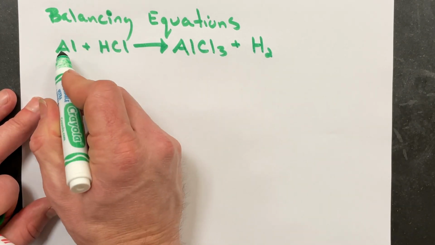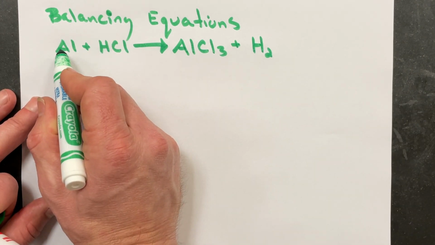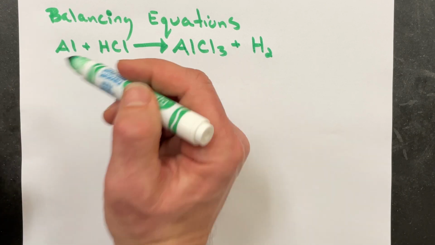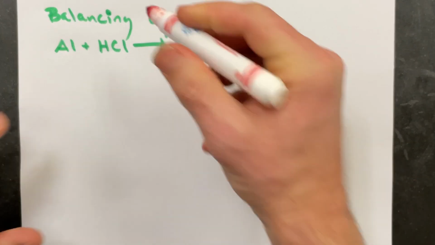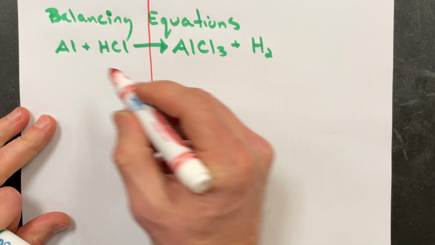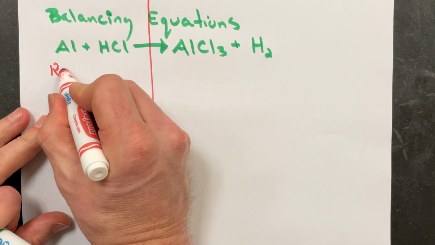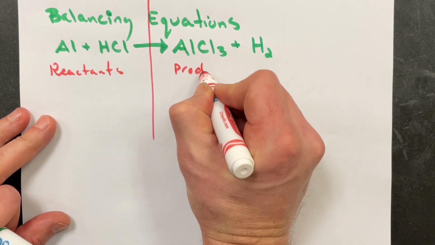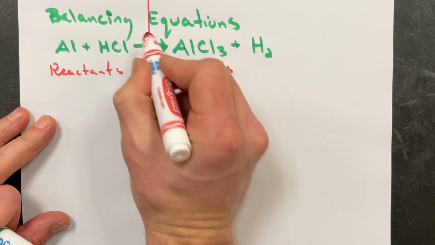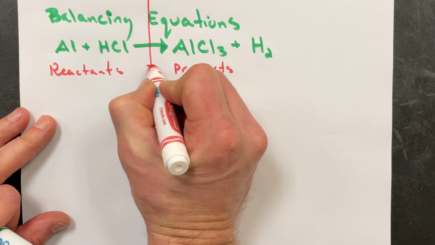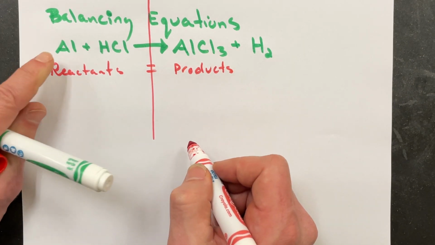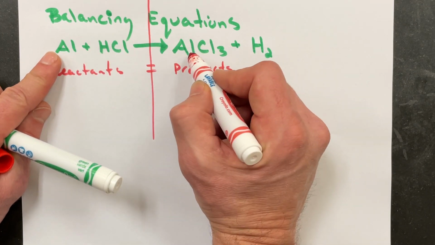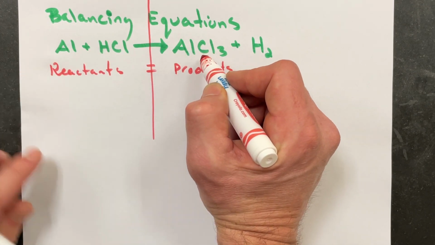So we have aluminum. Our general rule is we need the same number of aluminums on the reactant side. So if I draw my line down the middle, this side is called the reactants, and this side's called the products. Our arrow acts like an equal sign. So conservation of mass says all of my aluminums that I have here need to be the same that I have here. So let's begin.